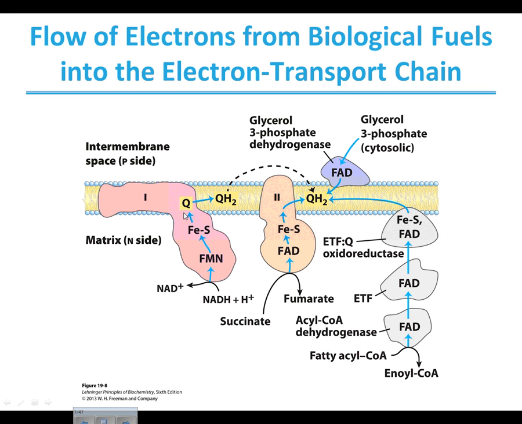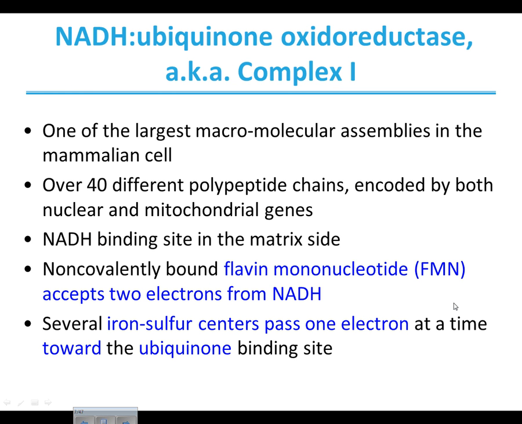Whether an electron enters at complex 1 or complex 2, ultimately both of these protein complexes result in the fully reduced form of coenzyme Q, shown here as QH2. The QH2 is then going to continue to complexes 3 and 4, as we will see as we keep going. All right, so now let's take a look at the individual complexes.